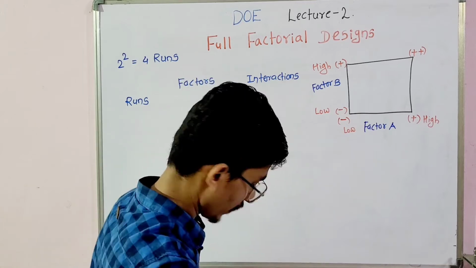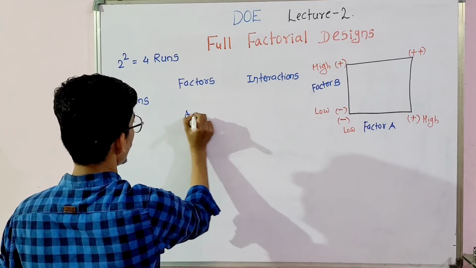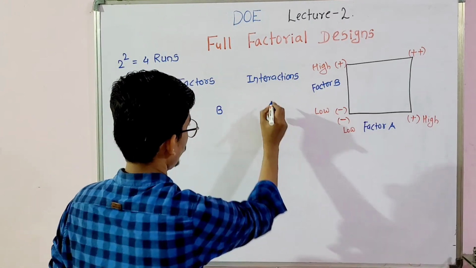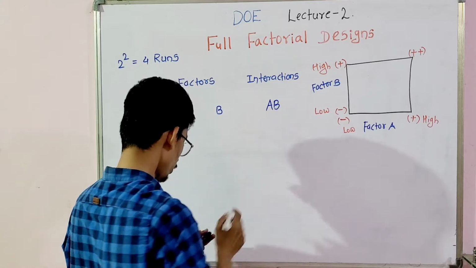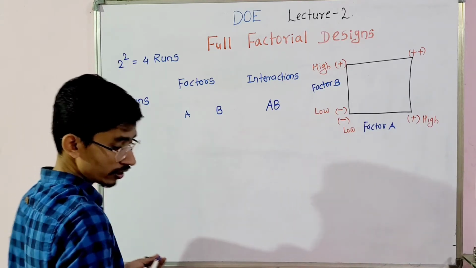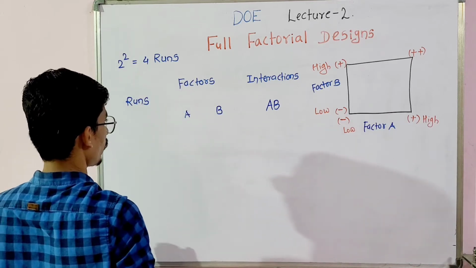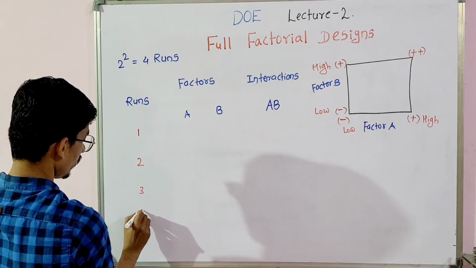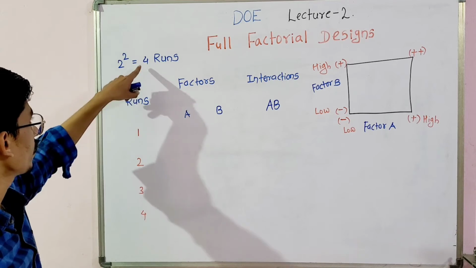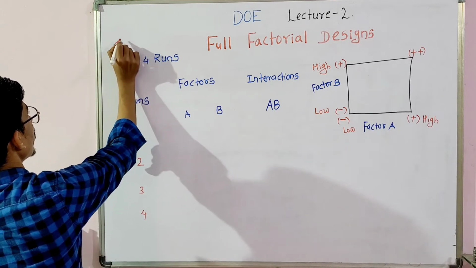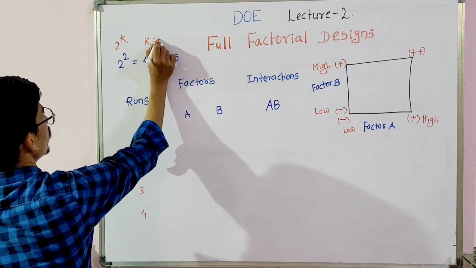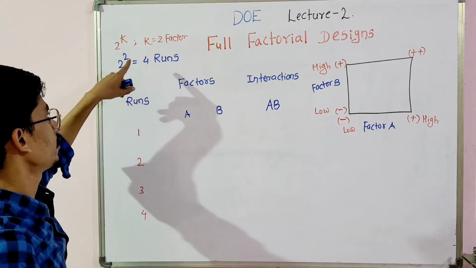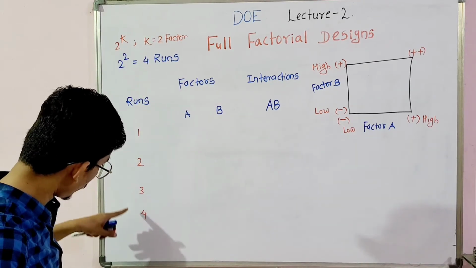So what is important here? My factor A and factor B, and what is the interaction of A and B? What will be the interaction of both? Definitely AB. Suppose here I can write the runs, for particularly writing our runs 1, 2, 3 and 4. How many runs are we getting? 2 raised to k, k is equal to 2 factors. Already we have the input over here, k is equal to 2, 2 raised to 2, 4 runs. So that's why I have written here 4 runs.